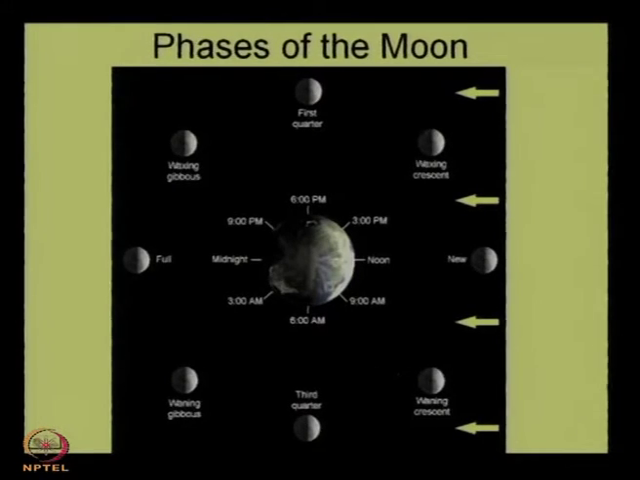So, here the moon, you see larger and larger parts of the moon illuminated till the full moon, and then again the part that is illuminated gets reduced till a new moon occurs. Okay. And these are the different phases of the moon.